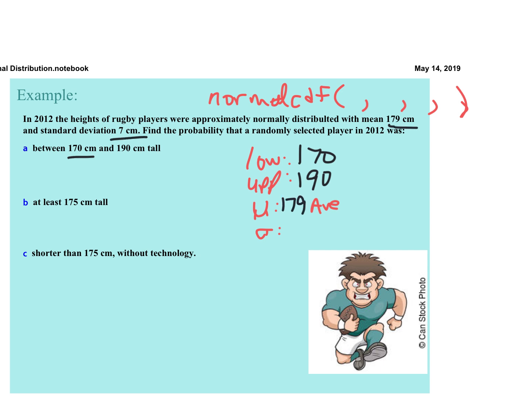And the standard deviation is 7. So these same exact numbers would go here: 170, 190, 179 average, and 7. Once you've entered that, whichever way you had to, based on if you have a new system or an old system, you just hit enter, and it should give you an answer.